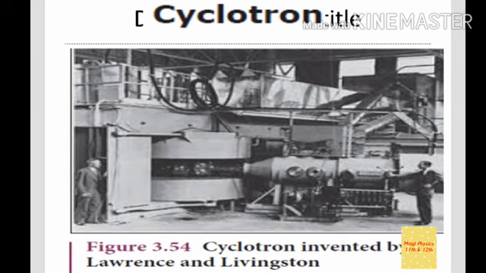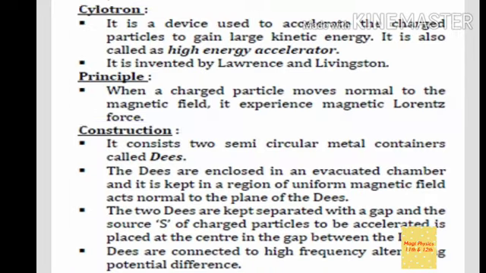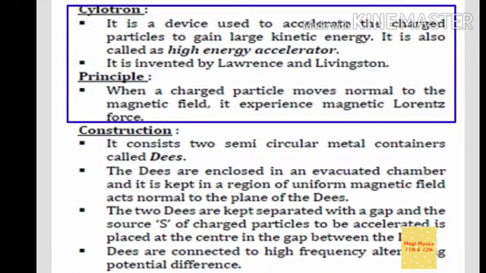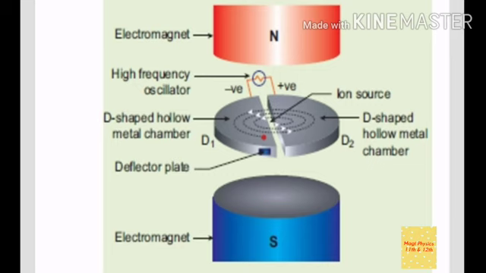Next one is about the cyclotron. Cyclotron. It is a device used to accelerate a charged particle to gain high kinetic energy. It is also called a high energy accelerator. It was invented by Lawrence and Livingston. The principle behind the cyclotron is that when a charged particle moves normal to the magnetic field, it experiences a magnetic Lorentz force. Next, construction. It consists of two semicircular metal containers called Ds.